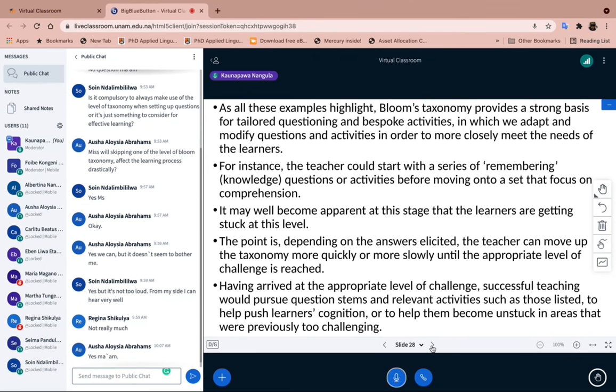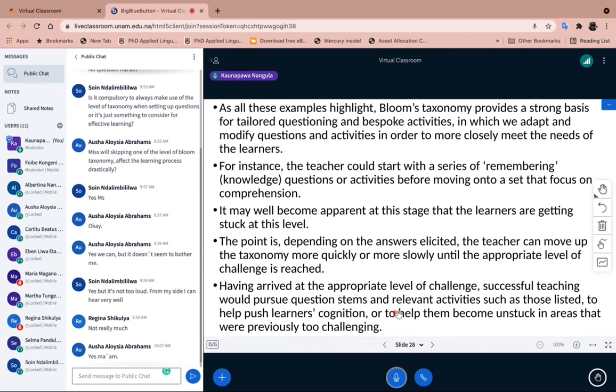All right, and then this is more information. So all these examples highlight the Bloom taxonomy provide a strong basis for tailoring questions and bespoke activities in which we adapt and modify questions and activities in order to more closely meet the needs of the learners.